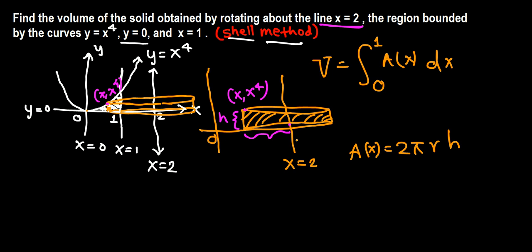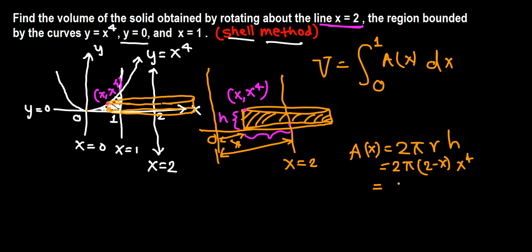So this part is 2 minus this part. And by the way, this is x. So the total is 2, and this is x, so the radius will be 2 minus x. So this will be 2 pi times (2 minus x). Now we need h, the height. The height is just x to the fourth, because this is x and x to the fourth.